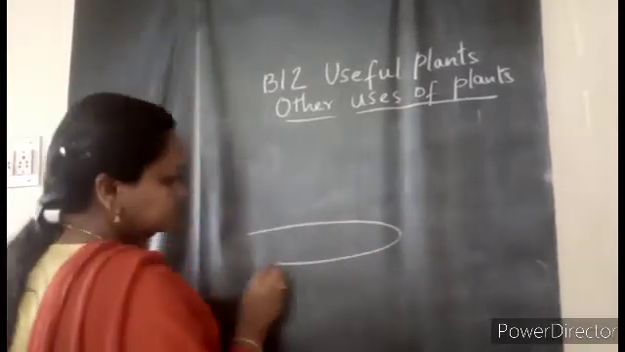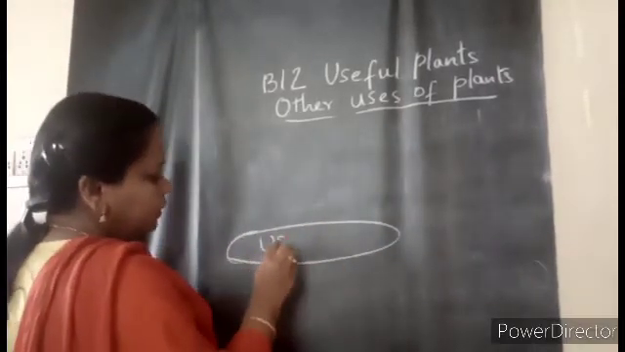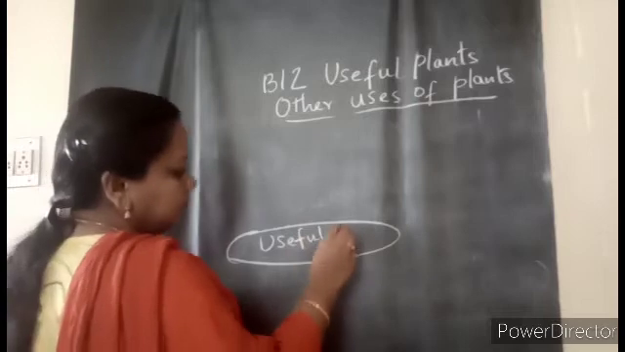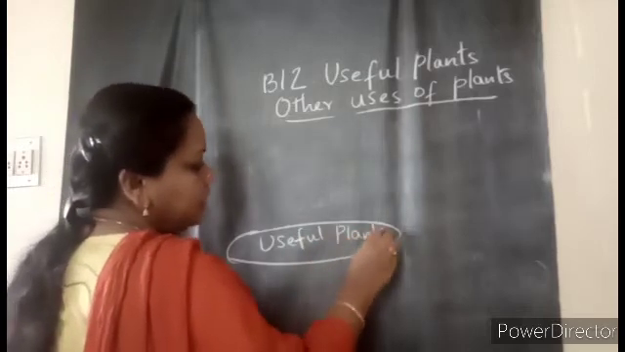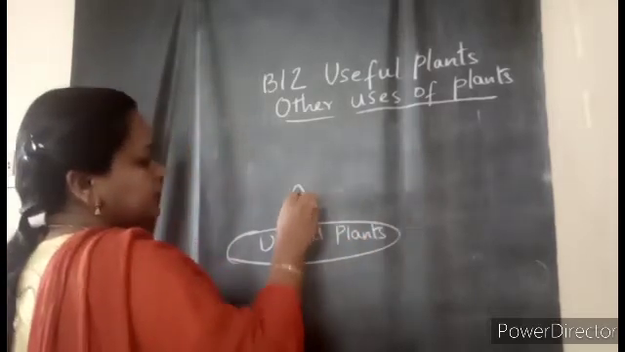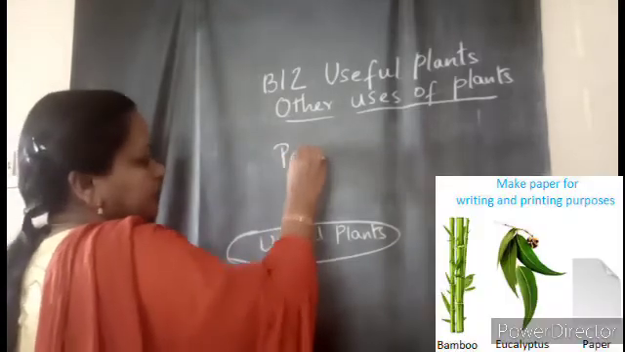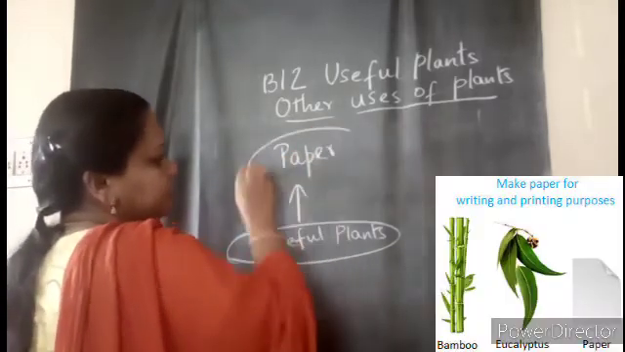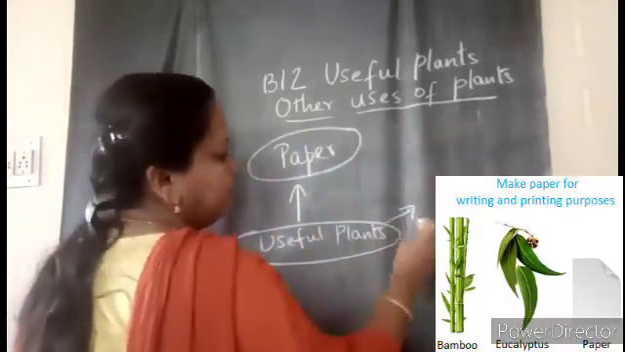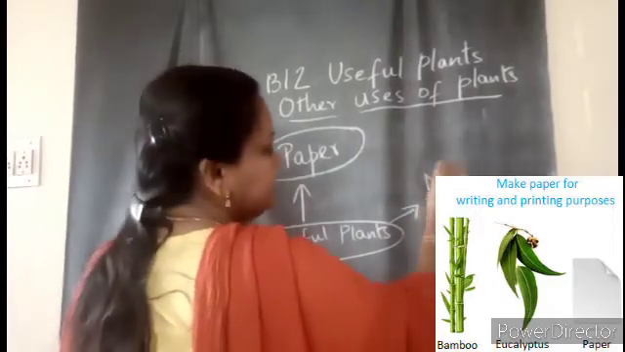Yes, children. See, useful plants. See how they are useful. That is what we are going to see. See, paper. We get the paper from the plants. Plants give us paper. Plants give us medicines.